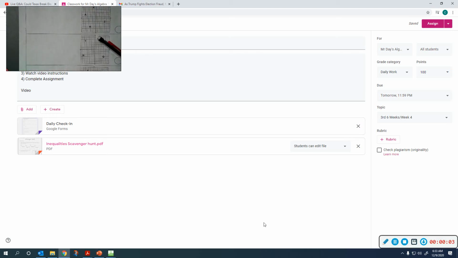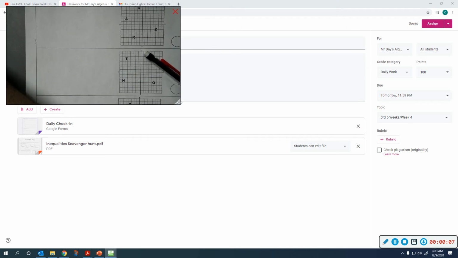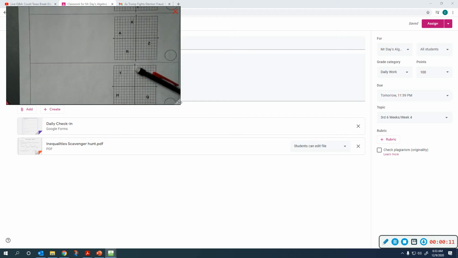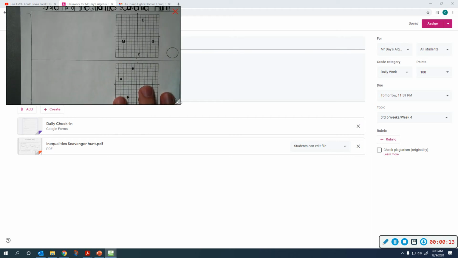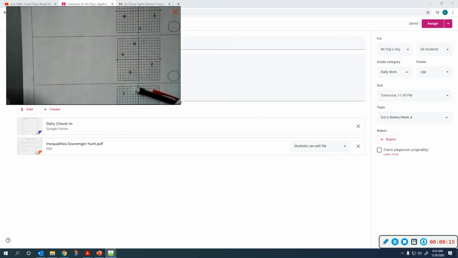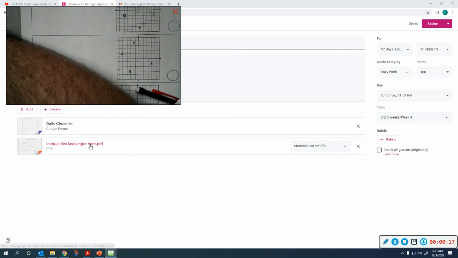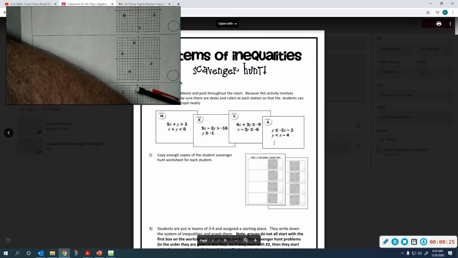Alright, morning class. I wanted to do a little bit of video instructions so you understand this lesson a little better. Now, I've already printed this out. If you don't have a printer, I recommend you click on the file and save it. I have the settings to where you can edit it, and let's look through this activity real quick.